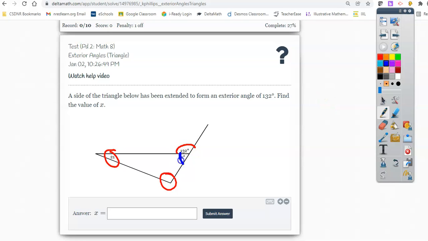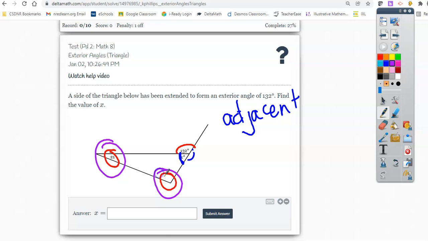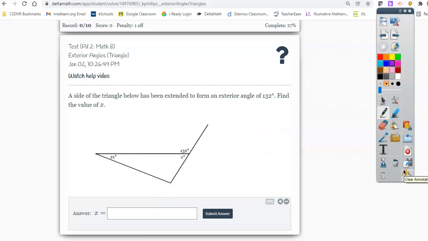So this angle that I have marked here in blue, that's what we call an adjacent angle. And an adjacent angle is an angle that is next to you or touches you. But these 2 other angles here that I just circled in purple, those are what we call remote angles because they are far away from the 132. So let me clear my screen. 132 is equal to these 2 angles added up together. Sometimes you need to know that. That's called the exterior angle theorem.